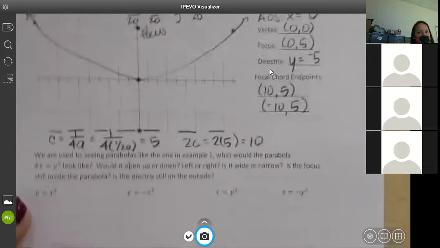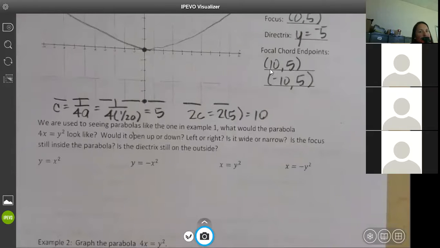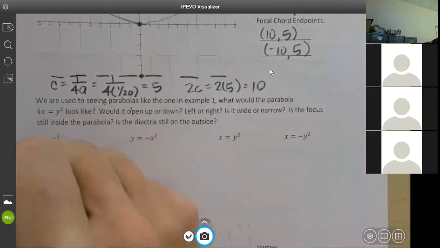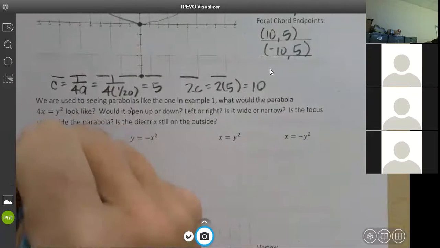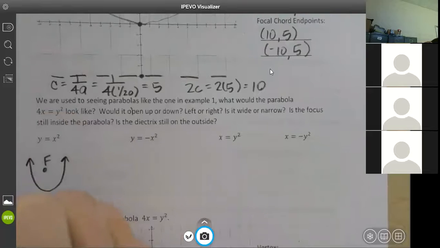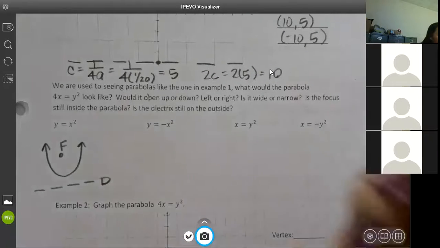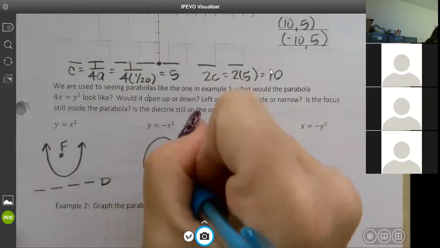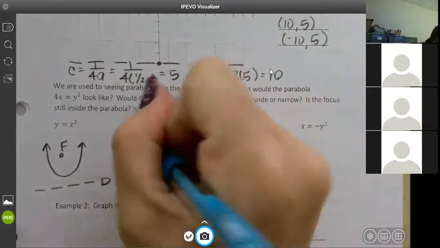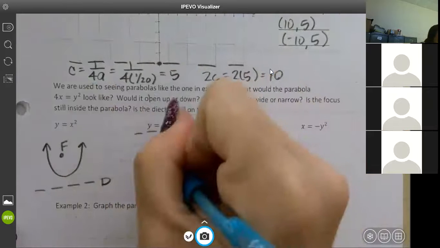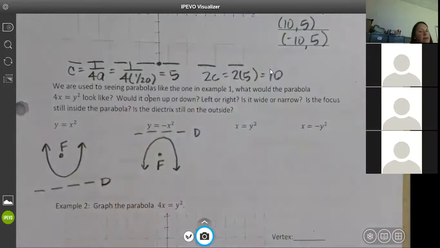All right. So we're used to seeing parabolas like the one in example 1. What would a parabola of 4x equals y squared look like? Would it open up or down, left or right? Is it wide or narrow? Is the focus still inside the parabola? Is the directrix still on the outside? So if we had y equals x squared, we know that opens up. The focus would be on the inside. The directrix is on the outside. If we have negative x squared, it opens down. The directrix is on the top. The focus is inside.